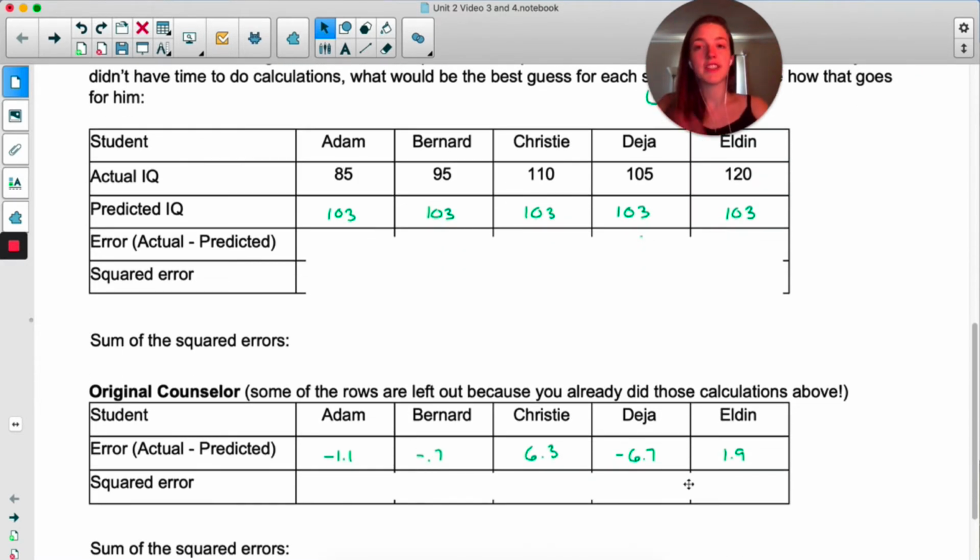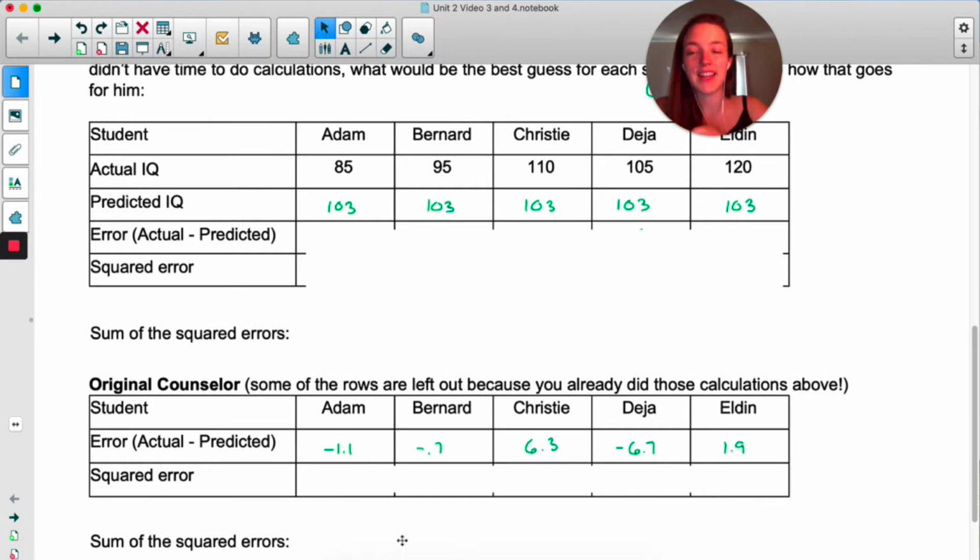And then why don't you do the same thing for the original counselor? We already have the residuals, I filled them in for you. Square all of those residuals and then add those up. That way we can compare counselor 1 and counselor 2. So take a moment and fill out these two tables.